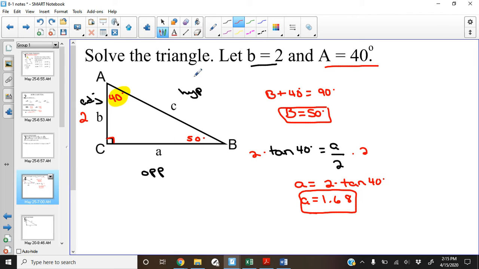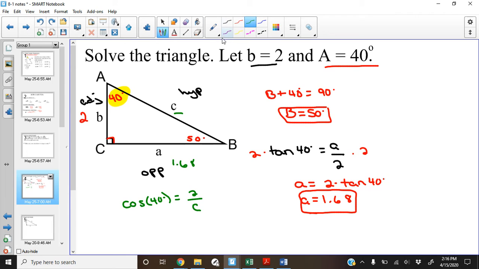Now there's only one more value that we need to solve for, and so that's this one right here, 1.68. Now we need to get what C is. I'm still going to stick with angle A, so this time I'm going to be relating the adjacent side with the hypotenuse. So that means I'm going to be using cosine, adjacent over hypotenuse. So cosine of 40 degrees equals 2 over C.